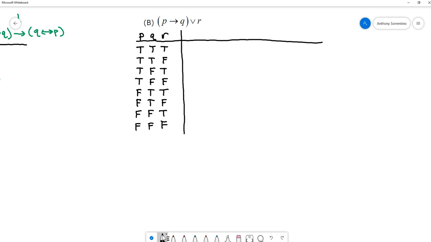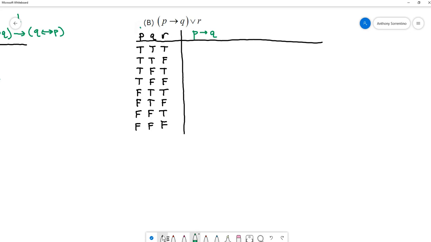So that's every possibility of P, Q, and R in combination with each other. The next thing I want to look at is this statement here: if P, then Q. If P then Q means that if P is true, Q also has to be true. That would make it a true statement. Or if P is false, it's a true statement.